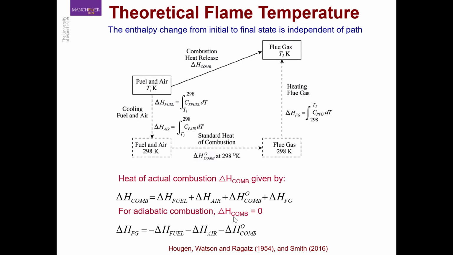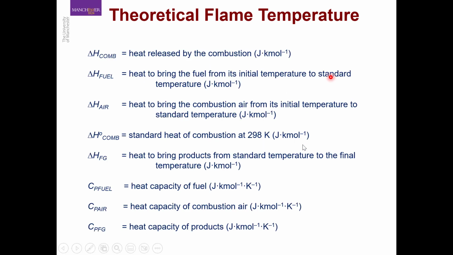Okay. So delta overall heat of combustion is 0, and then we can rearrange the equation to get the enthalpy change of the flue gas. And these enthalpy terms can be calculated by the equations given here. So you have delta H of fuel that should be equal to the integral going from T1 to standard conditions of Cp times delta T. Okay, so similarly you can do it for the air, and then for the flue gas going from the standard conditions to the actual condition. Okay, and here you have the definition of different terms.